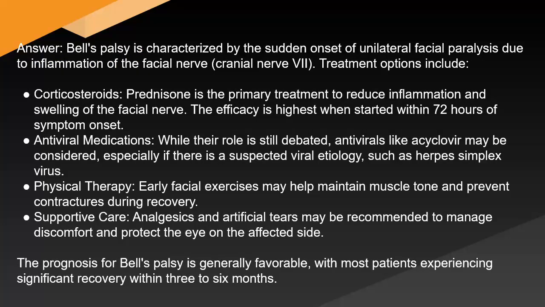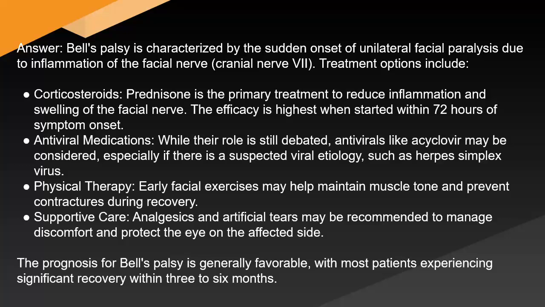Answer: Bell's palsy is characterized by the sudden onset of unilateral facial paralysis due to inflammation of the facial nerve. Treatment options include corticosteroids. Prednisone is the primary treatment to reduce inflammation and swelling of the facial nerve. The efficacy is highest when started within 72 hours of symptom onset.